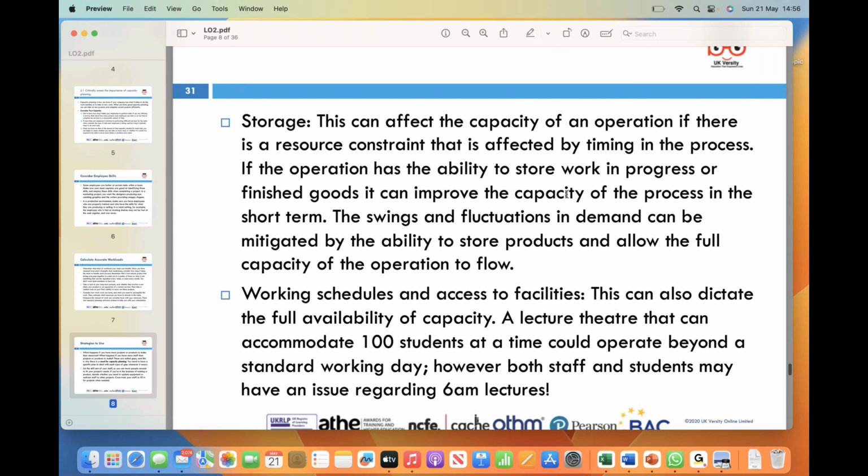6 a.m. While this extended schedule might increase the availability of the lecture theatre, it could pose challenges for both staff and students. Waking up early for a 6 a.m. lecture might not be ideal for everyone. Therefore, scheduling must strike a balance between maximizing capacity and considering the practicality and preferences of those involved.